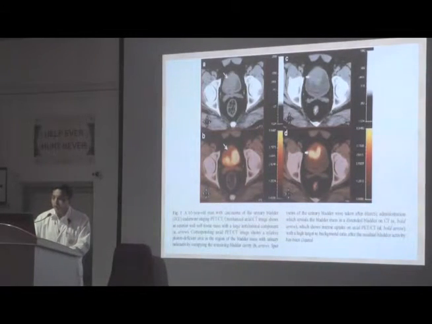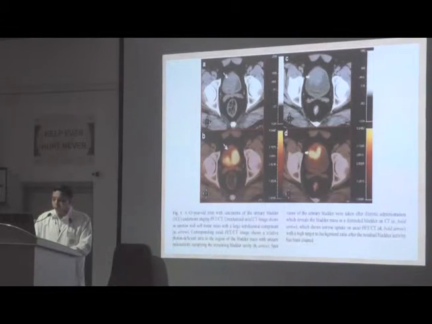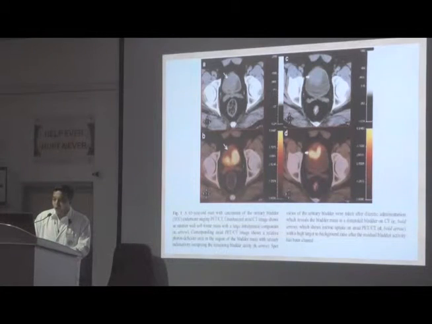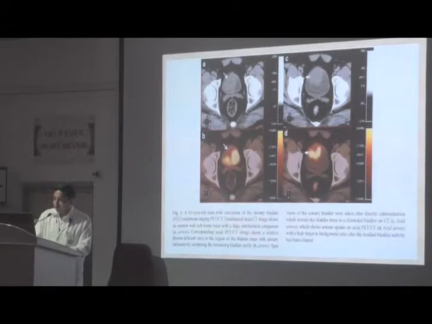This is a case of a 65-year-old man with carcinoma of the urinary bladder who underwent staging PET CT, and here you can see the bladder mass in the urinary radioactivity occupying the remaining bladder cavity. Spot views of the urinary bladder were taken after diuretic administration, which usually shows the bladder mass at the distended bladder on CT.